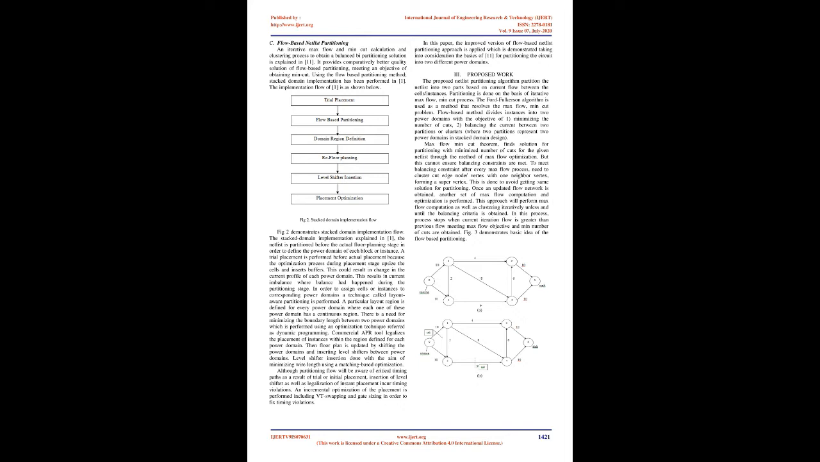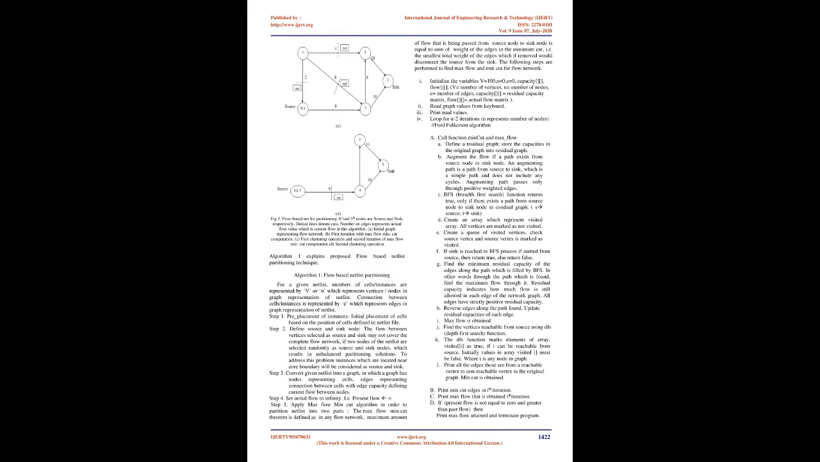3. Proposed work. The proposed netlist partitioning algorithm partitions the netlist into 2 parts based on current flow between the cells/instances. Partitioning is done on the basis of an iterative max flow, min cut process. The Ford-Fulkerson algorithm is used as a method that resolves the max flow, min cut problem. The flow-based method divides instances into 2 power domains with the objective of 1. Minimizing the number of cuts, 2. Balancing the current between 2 partitions or clusters, where 2 partitions represent 2 power domains in stack domain design.